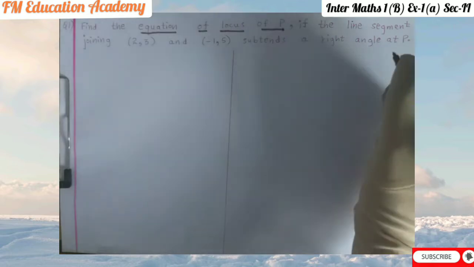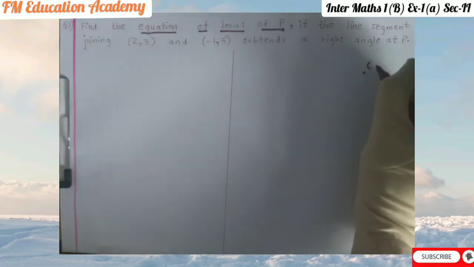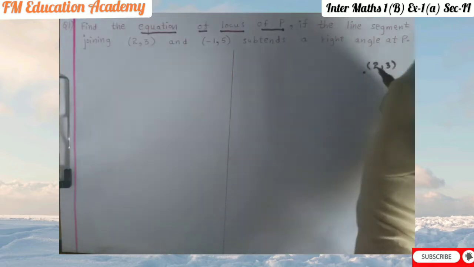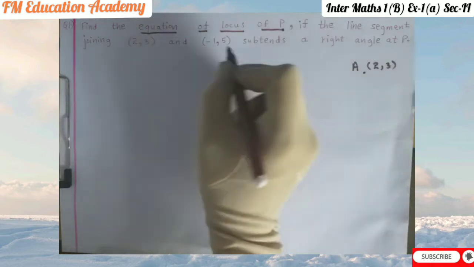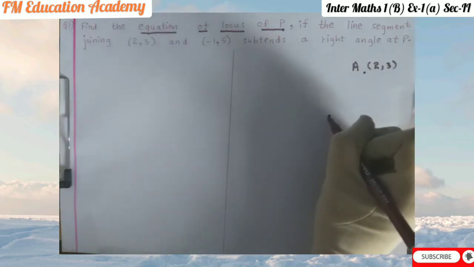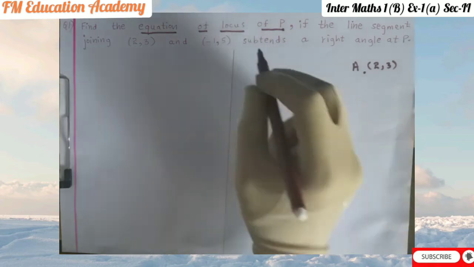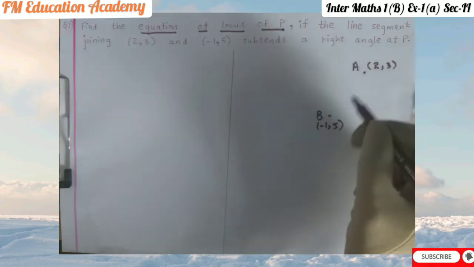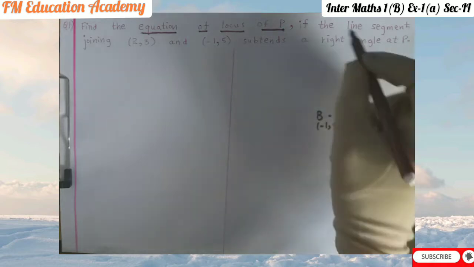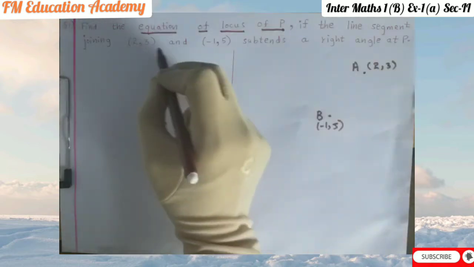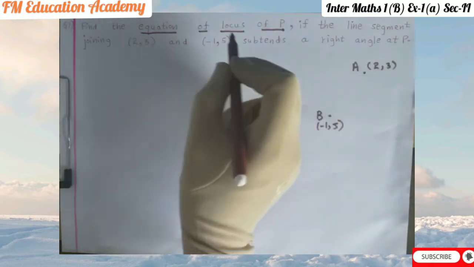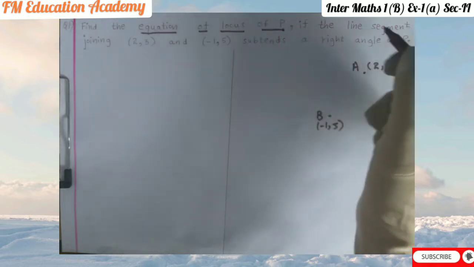That is, there are 2 points here. One point is (2, 3). Let us suppose that point is A. And there is one more point, (-1, 5). Let us suppose that point is B. It is telling that there are the line segments. If the line segment joining (2, 3) and (-1, 5) subtends a right angle at P.